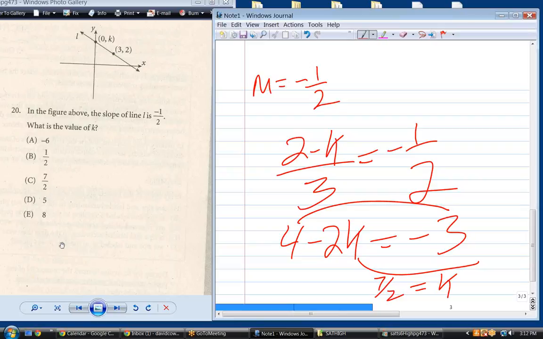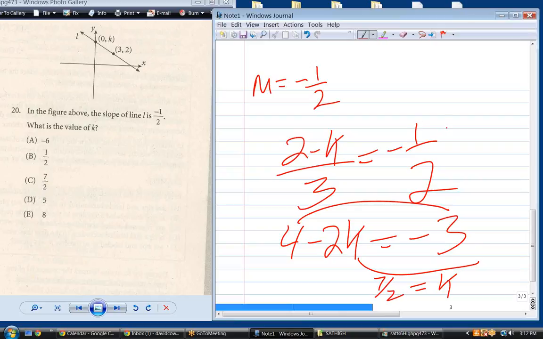So we could back solve it starting with these three. In other words, you could do the two easy ones. 5 would definitely not work. 8 does not work. By process of elimination, we don't even have to do the math to decide that that works.